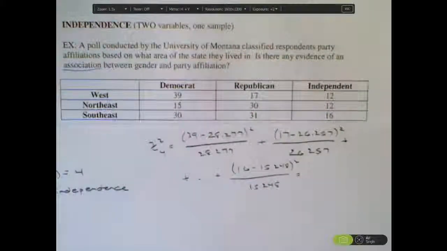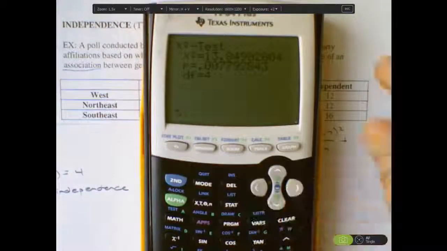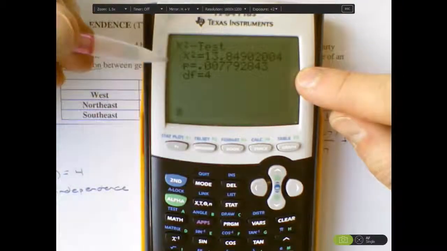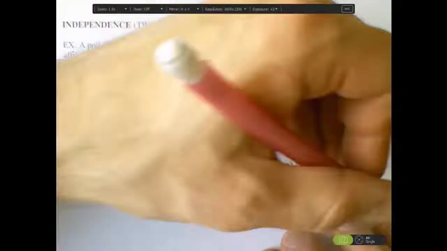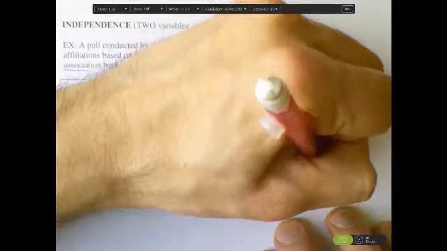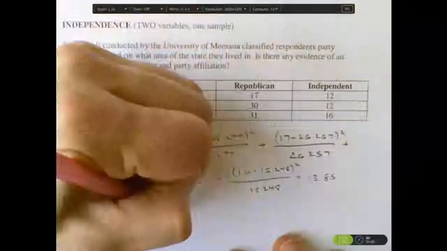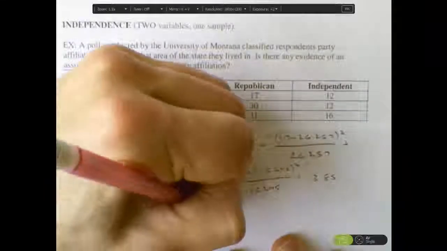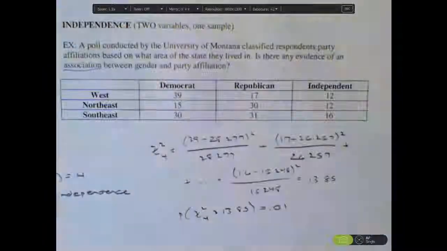Okay, going back to the main screen when I did the test. My chi-squared test statistic, 13.85 with a p-value of 0.01. So this equals 13.85. The probability chi-squared sub 4 is greater than 13.85 is about 0.01. The p-value is low, we would reject the null. Looking at the biggest difference between my observed and my expected values as part of my conclusion.